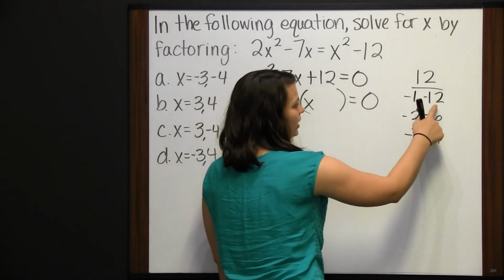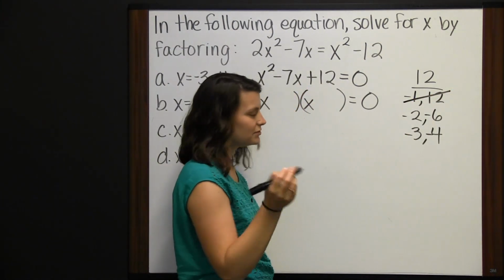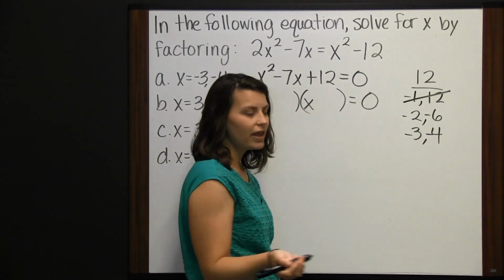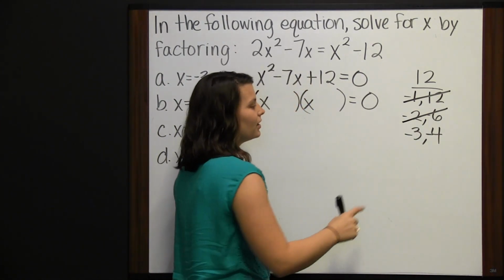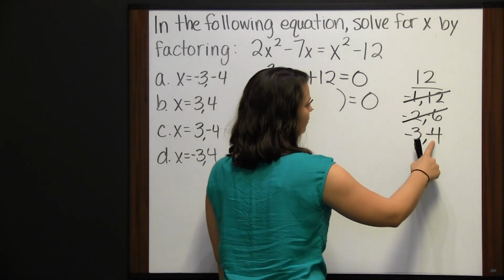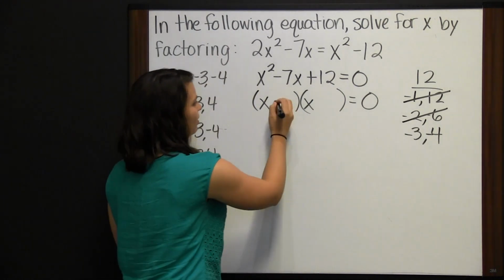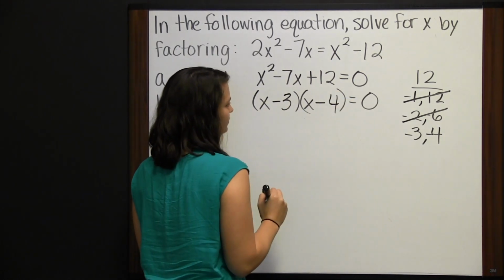So negative 1 and negative 12, that's negative 13, not negative 7. Doesn't work. Negative 2 and negative 6 is negative 8, not negative 7. Doesn't work. But negative 3 and negative 4 does give me negative 7. So I found my numbers, negative 3 and negative 4.